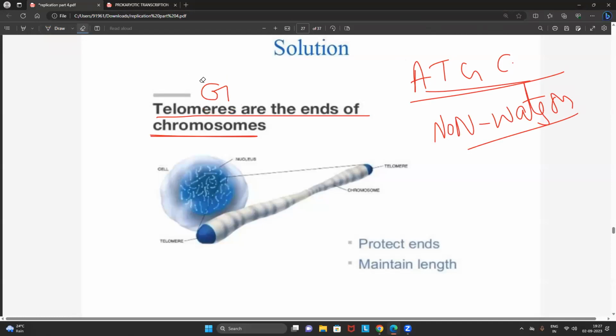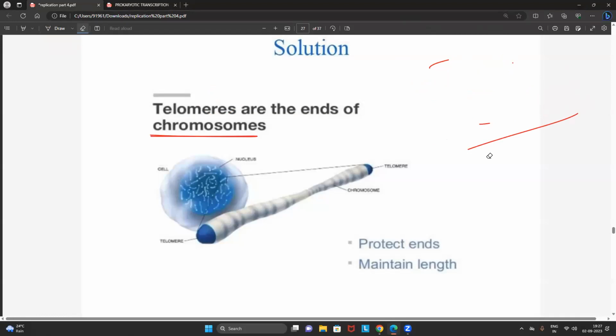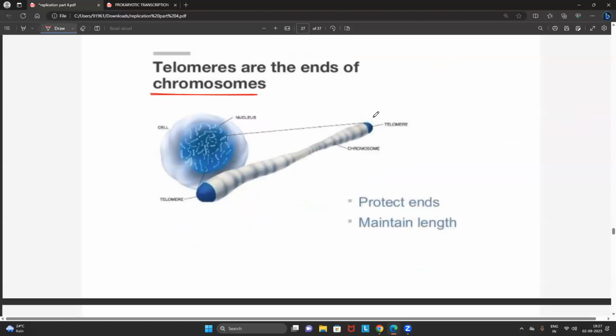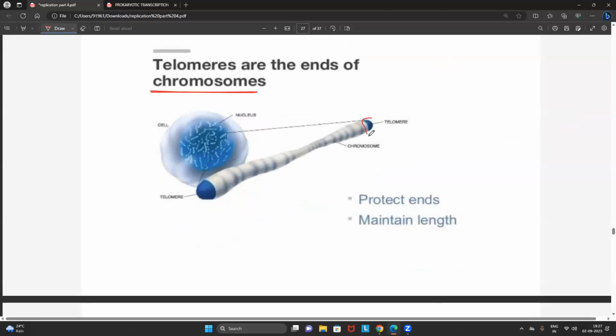Always remember that point. And a very important point, friends: where are these telomeres present? Look into the picture correctly, everyone. Telomeres are the ends of the chromosomes. You can see that. Telomeres are the ends of the linear chromosome. They protect the ends from degradation. Because, friends, remember my words: suppose there is no telomere here.